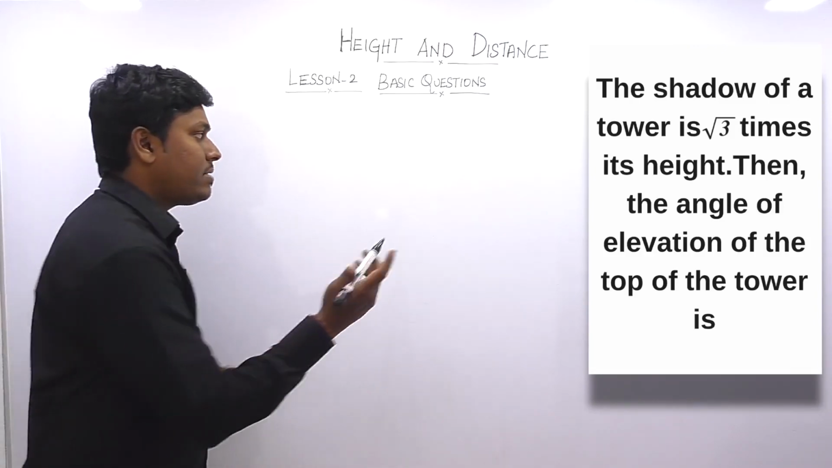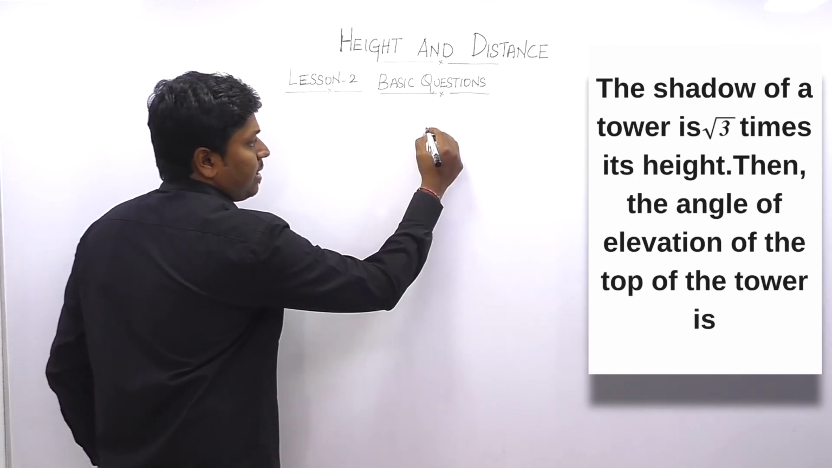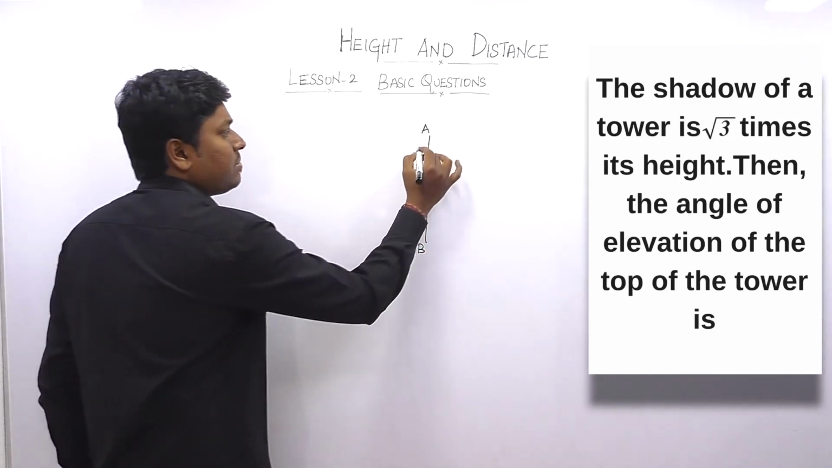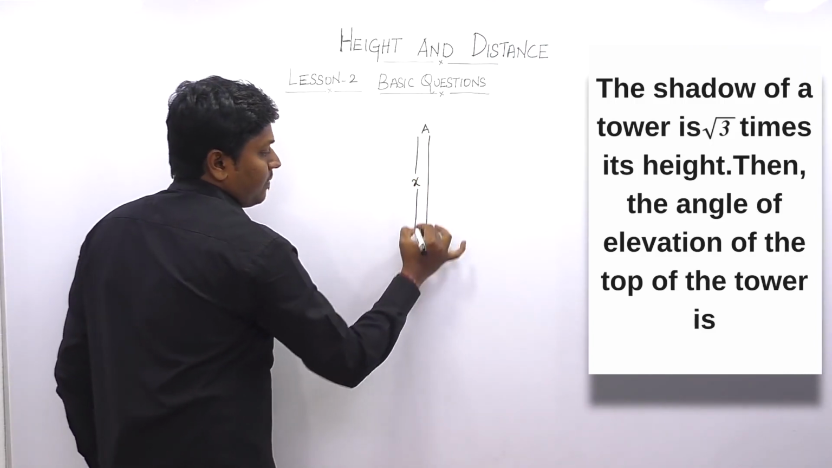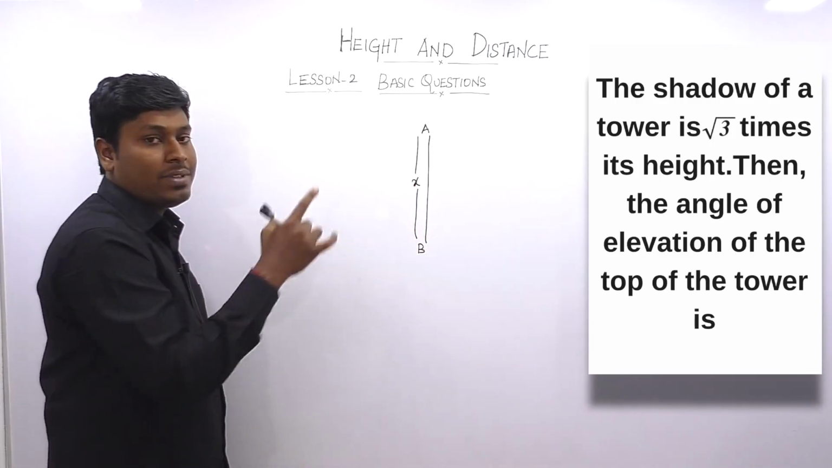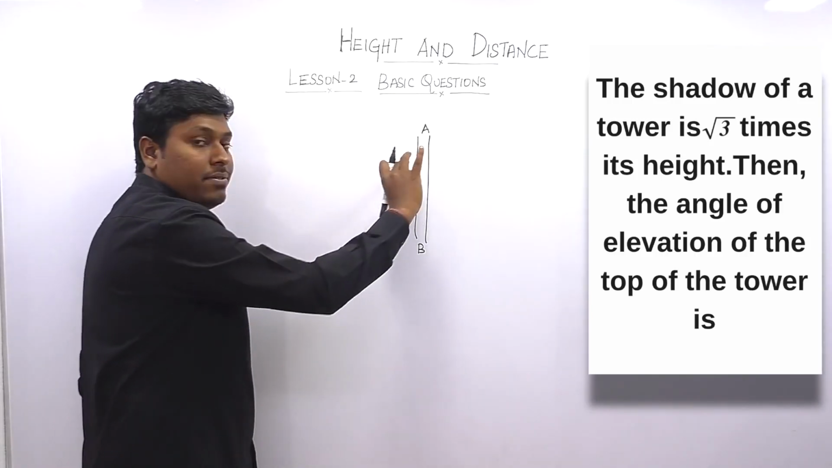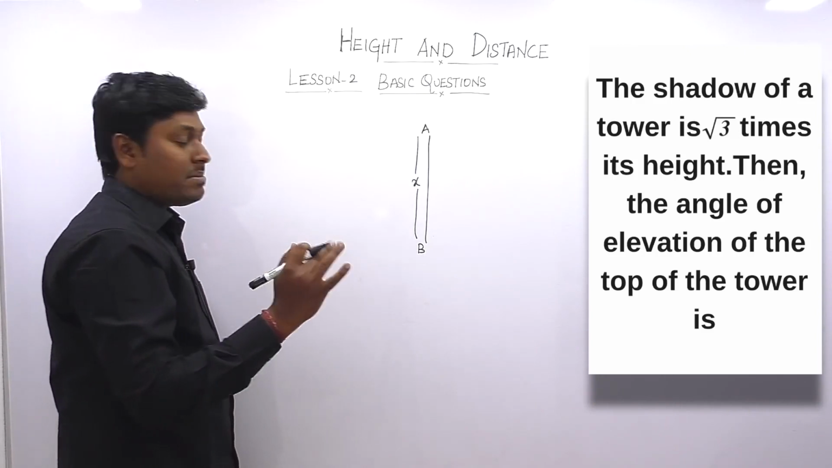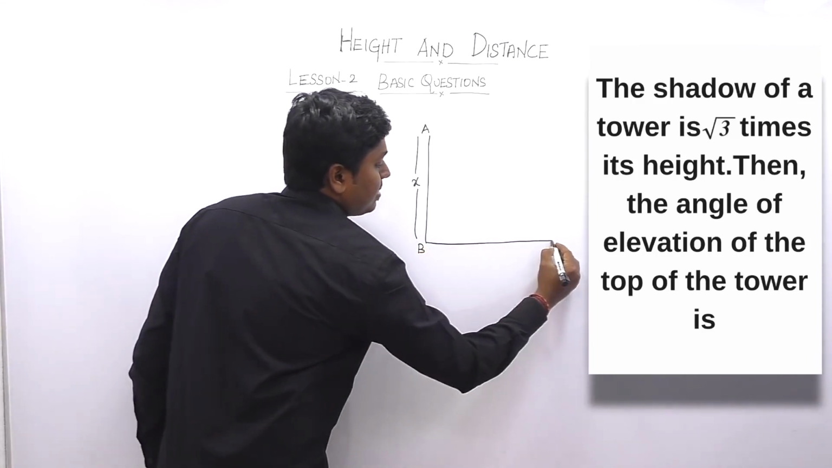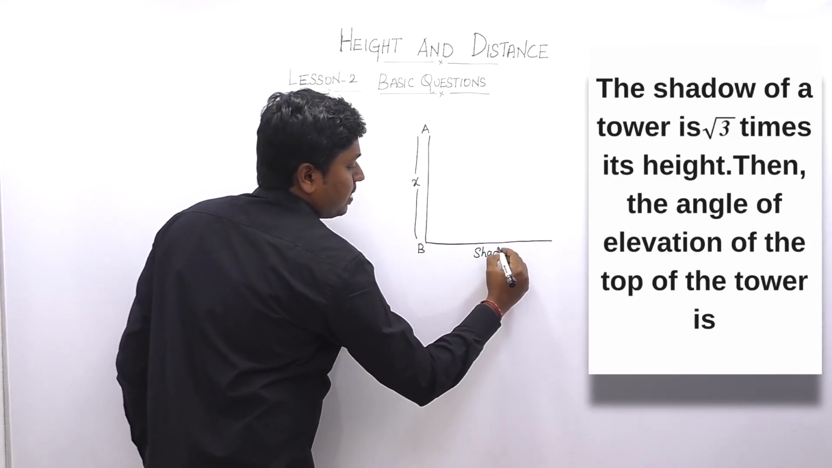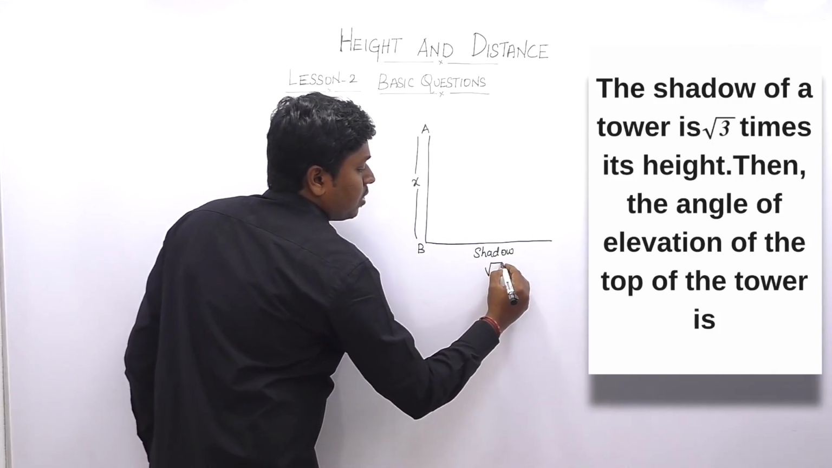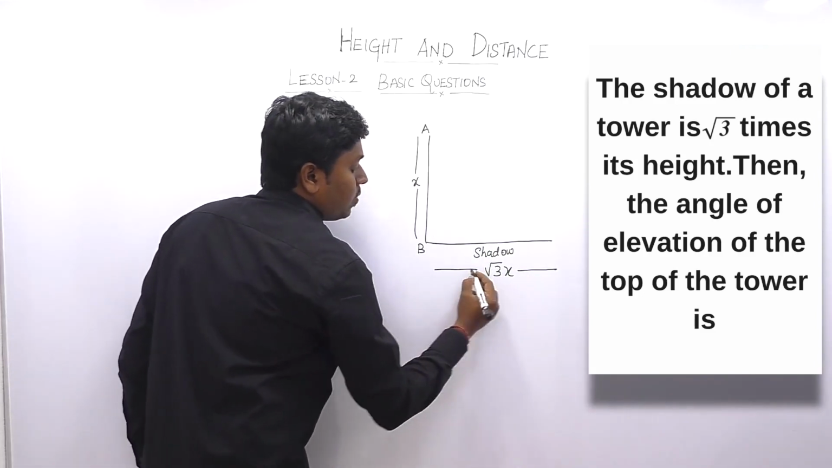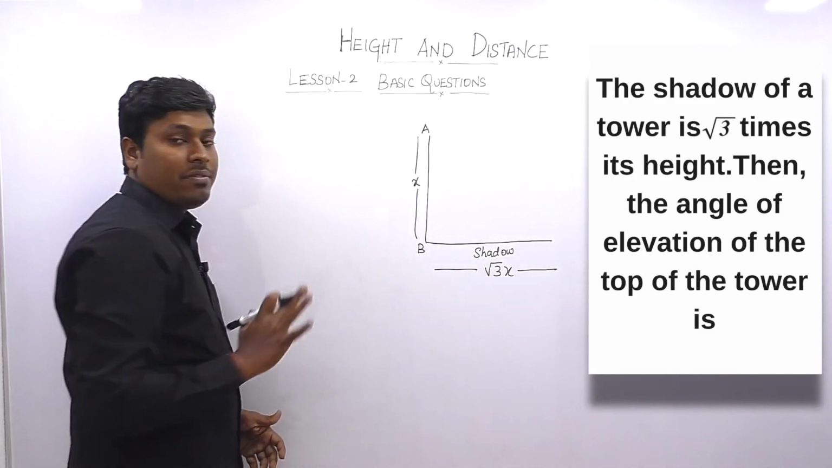So there is a tower, right? Let me assume that the tower is AB, and we don't know the height of the tower. So let me assume that the height of the tower is x, where, listen carefully, the shadow of the tower is root 3 times the height. So we can say that this is the shadow, right? This distance will be root 3 times the height. So we can assume that the shadow will be root 3x and the height of the tower will be x.